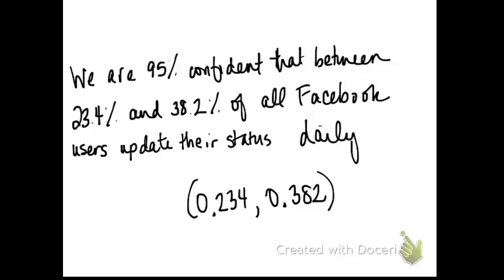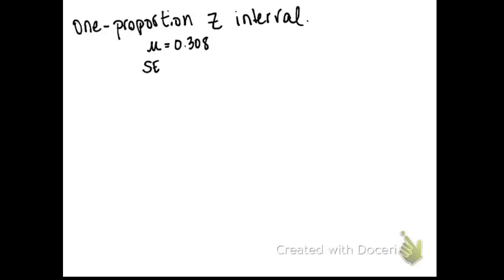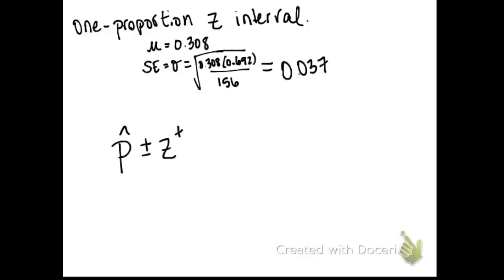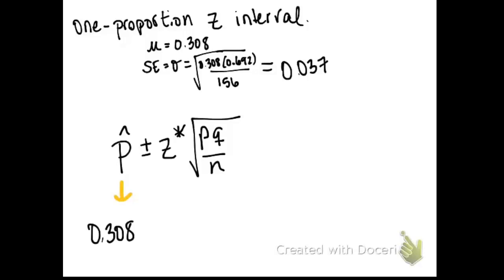Another way to write the confidence interval is 0.234, comma, 0.382. So this is a 1 proportion Z interval, where the mean, or the p-hat, is 0.308. The standard error is 0.037. And actually, we could rewrite this as our sample proportion plus or minus Z times the standard error.